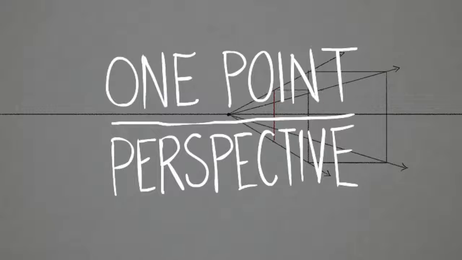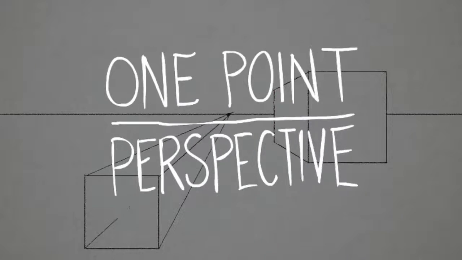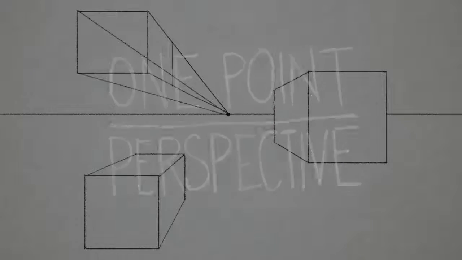In this lesson, we're going to take a look at how to draw with one-point perspective and how you can create the illusion of space on a two-dimensional surface. Let's get started. The first step is to define the horizon line.